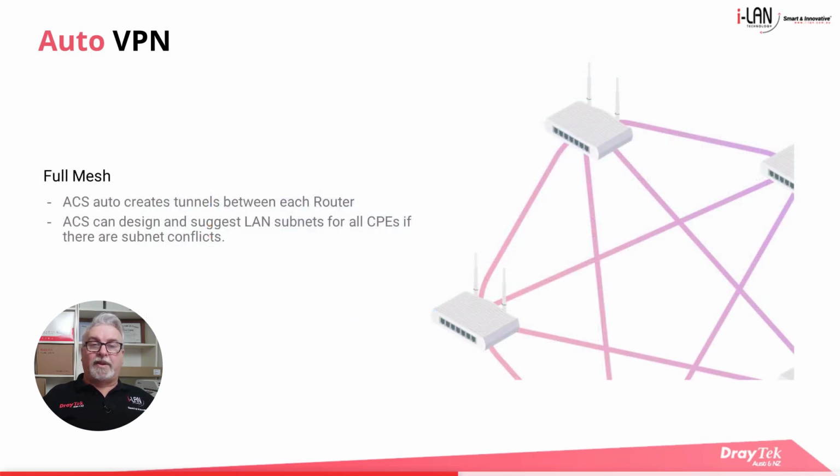The other type of VPN is full mesh. Creating them is just as simple with just a few clicks. Note that if there's a subnet conflict, ACS3 will pick it up and suggest an alternative.